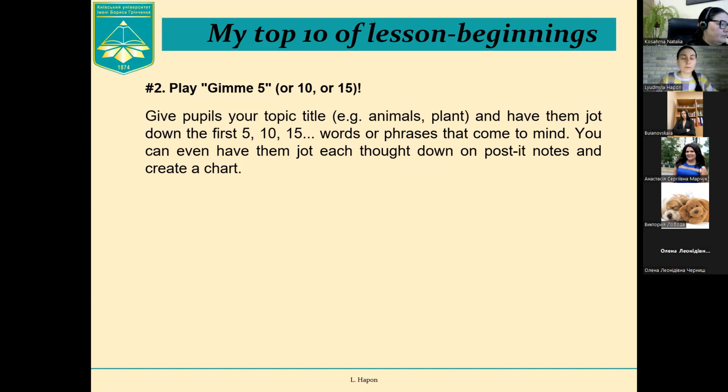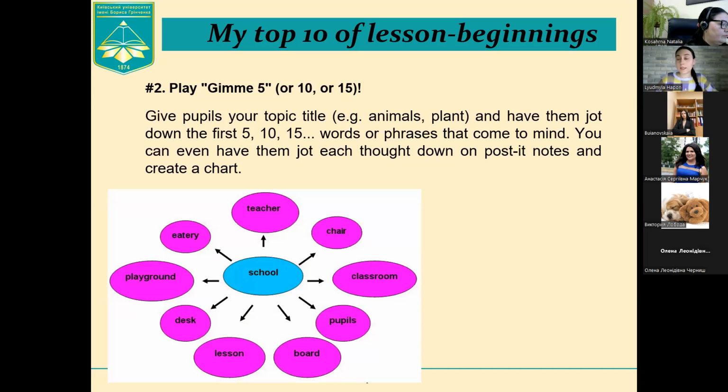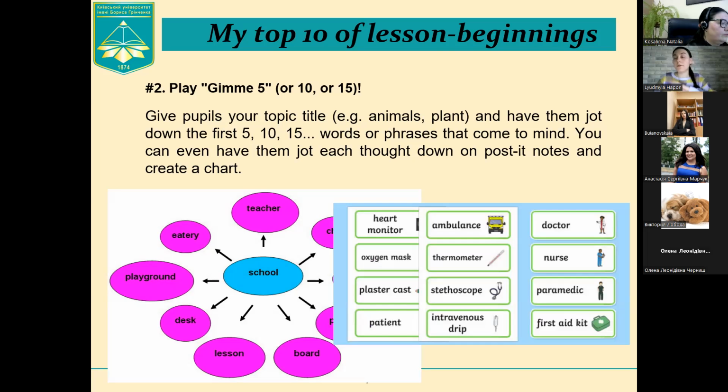You can see some photos. For example, if the topic is school, you have to write down as many associations as you have with the topic in some limited time. Or if the topic is hospital or medical care, also the same thing. You can give a limit of 5 words or 10 words, or just not give any limits at all if you would like the pupils to be as active as it's possible.